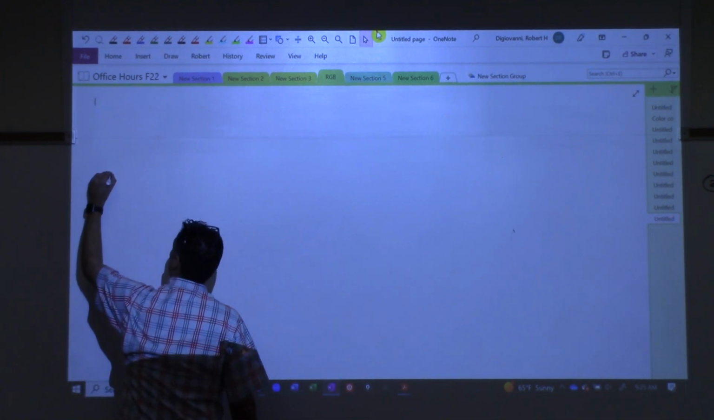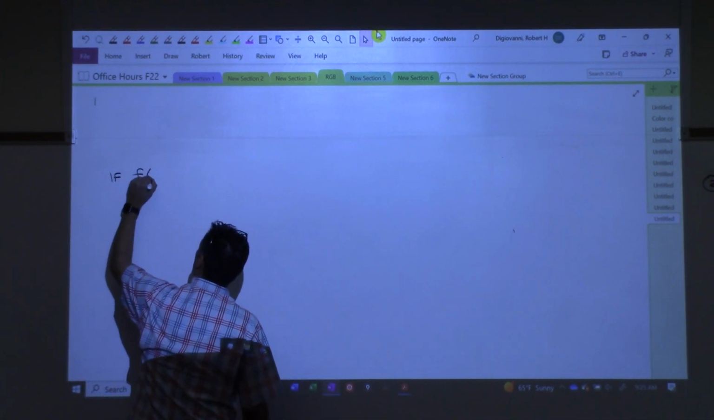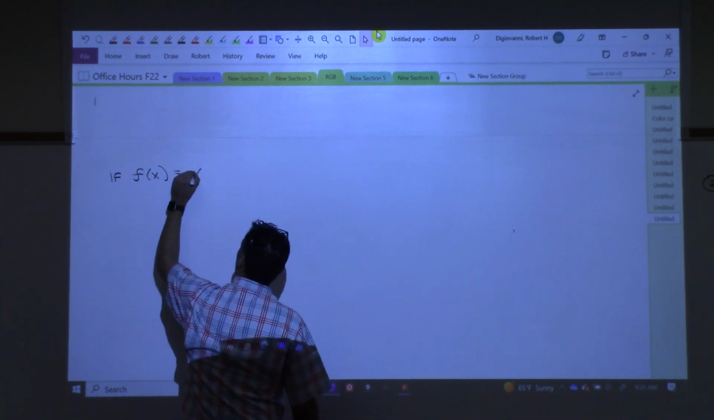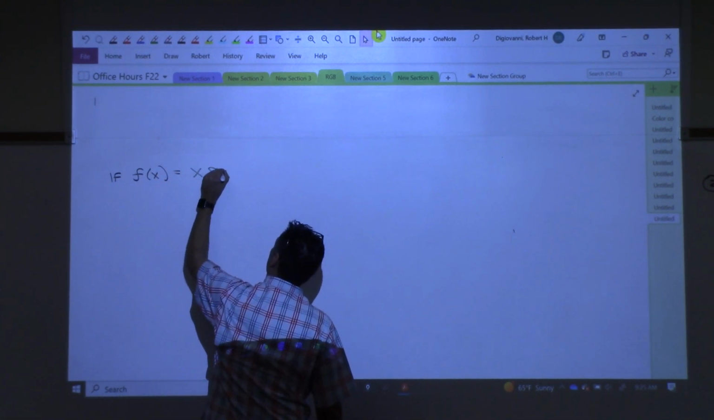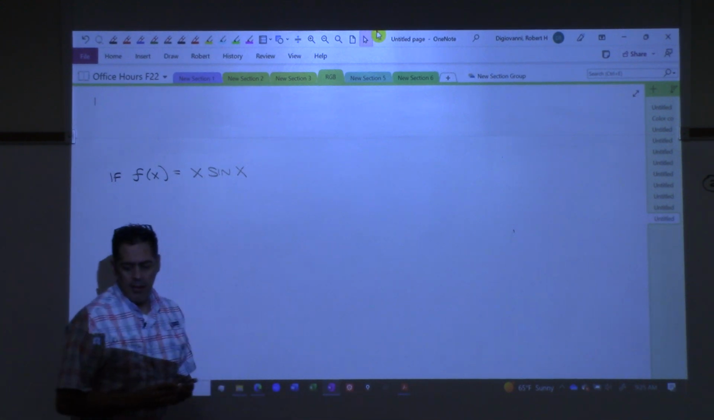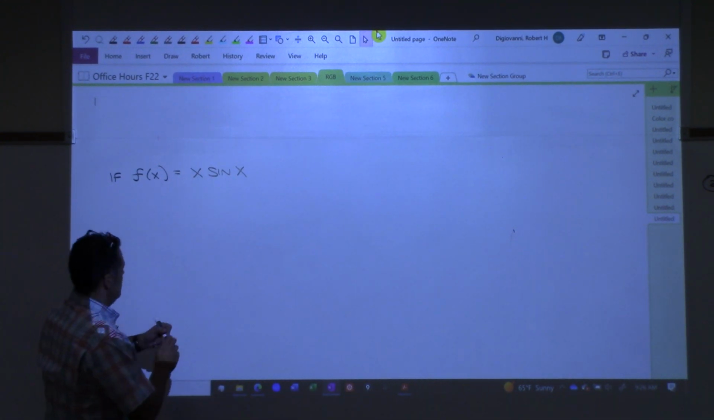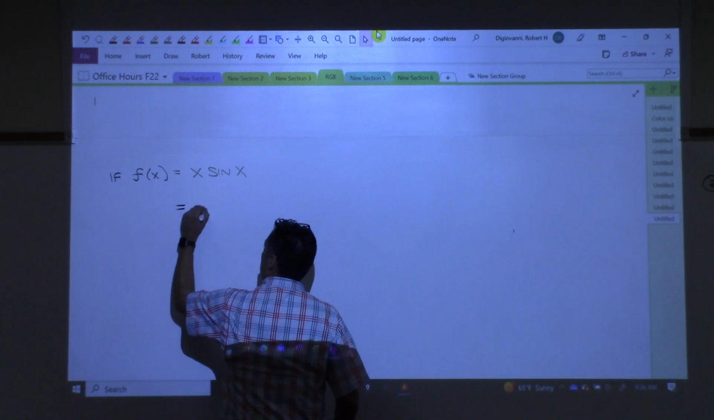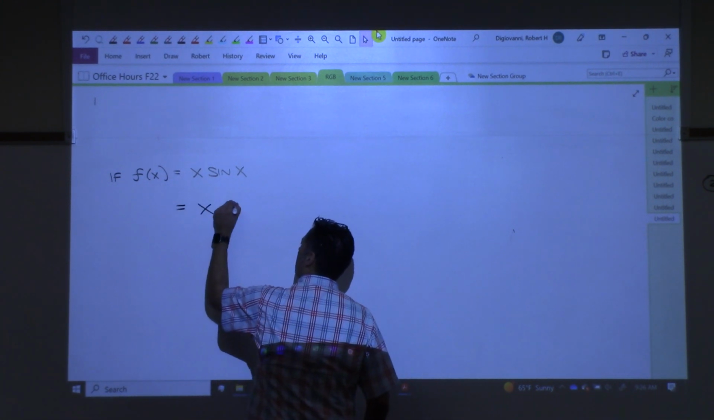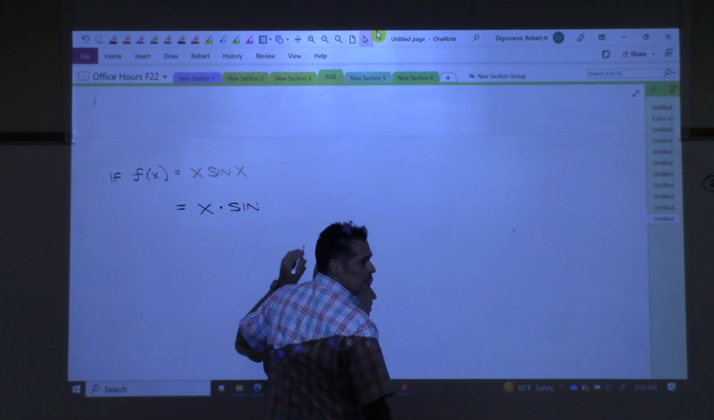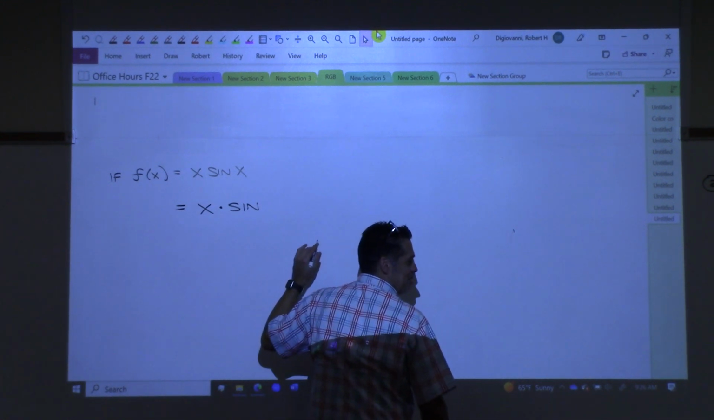So if f of x is x sine x, if I write that, before we even talk about derivatives, let's make sure we understand what this is, all right? When we write this, there's an implied multiplication.